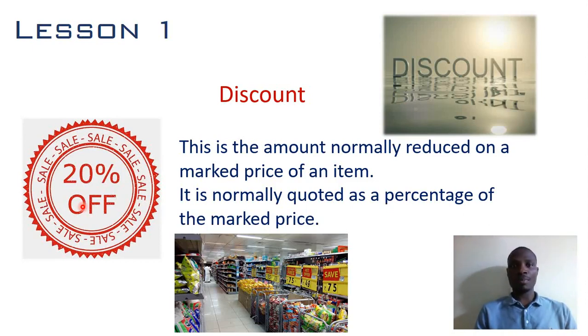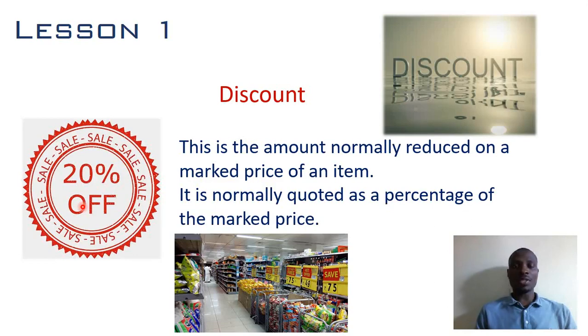The television set was meant to be sold at 800,000, but the seller has given you a discount of 50,000, and he wants you to pay 750,000. So we say the 800,000 is the market price. The 50,000 is the discount, and the 750,000 is the cost price, the amount at which you are going to buy the television.